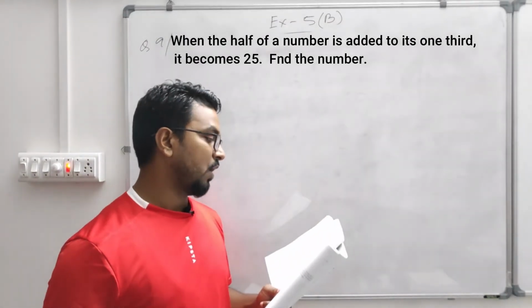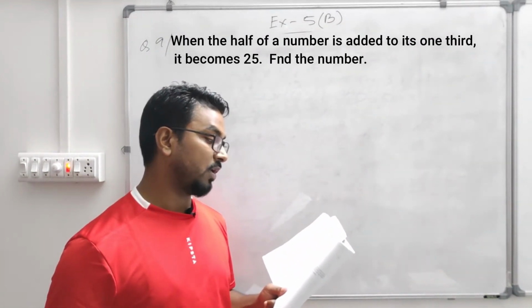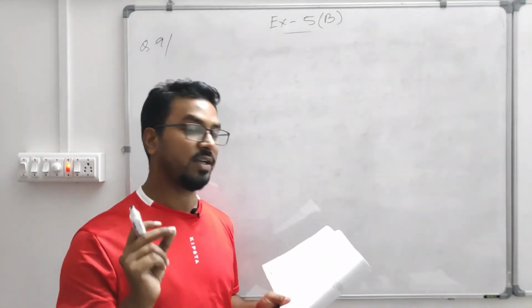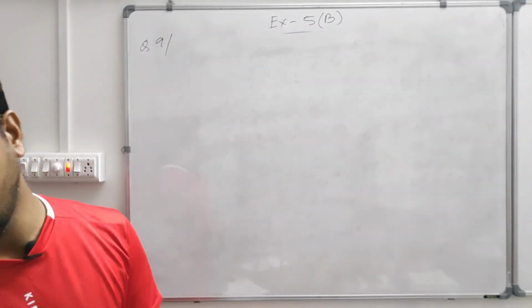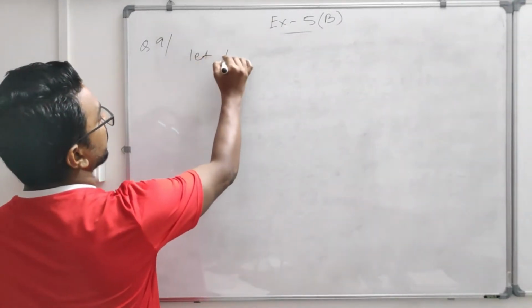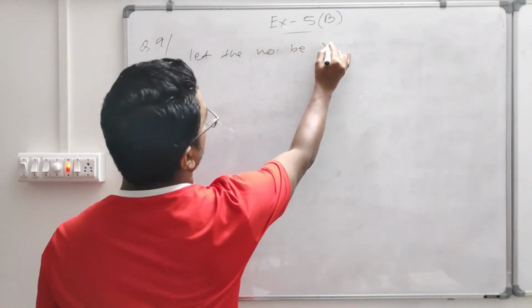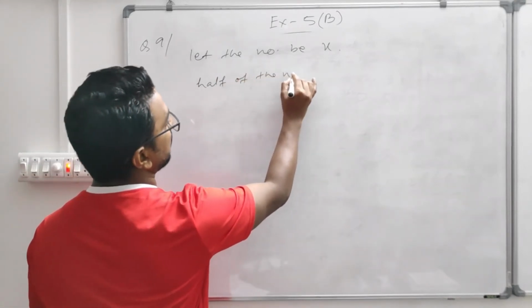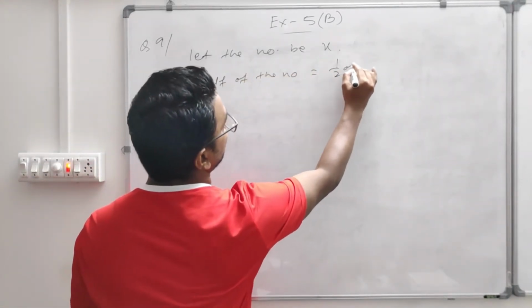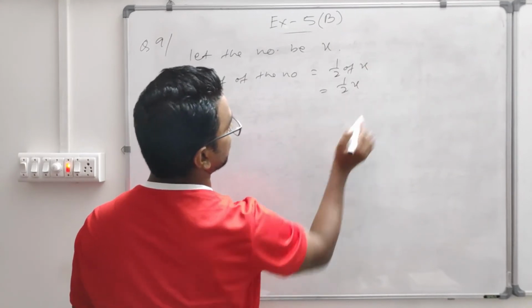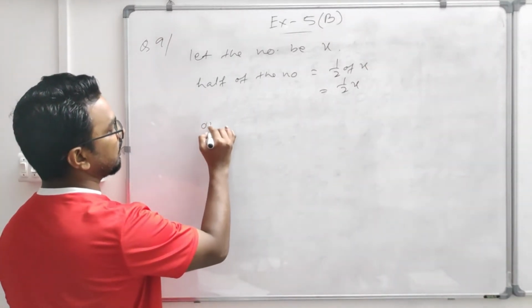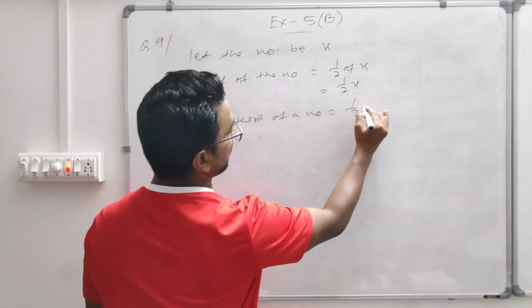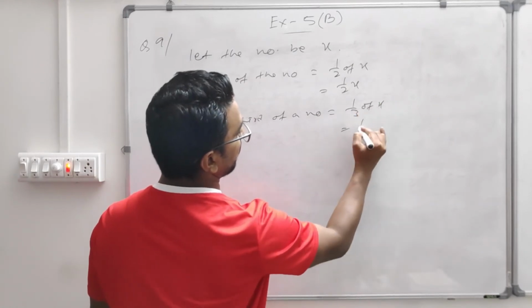Next question. When half of a number is added to 1/3 of that number, it becomes 25. So let the number be x. Half of that number is half of x, which means 1 by 2x. And 1/3 of the number is 1 by 3 of x, so it will become 1 by 3x.